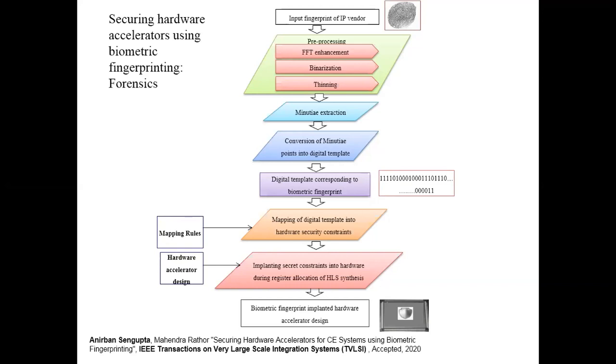Once you have the minutia extraction done, we convert the minutia points into their corresponding digital template. And this digital template corresponding to the biometric fingerprint will be mapped onto the hardware security constraints based on encoding rules, okay? Secret encoding rules. Once these encoding rules are employed, we have generated the corresponding secret constraints that will be implanted during the register allocation phase of HLS design into the integrated circuit. And that's how, inside an IC, the actual biometric fingerprint of an authentic IP vendor gets embedded. Next slide, please.